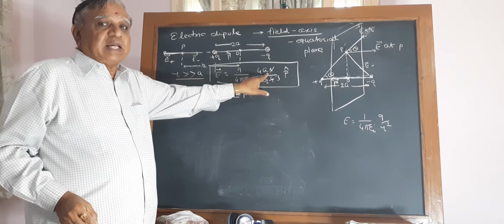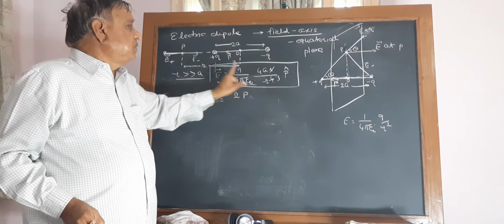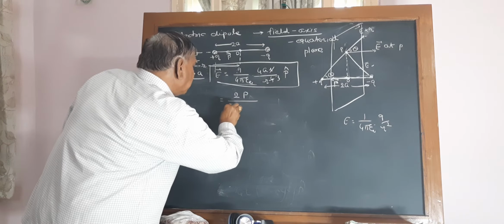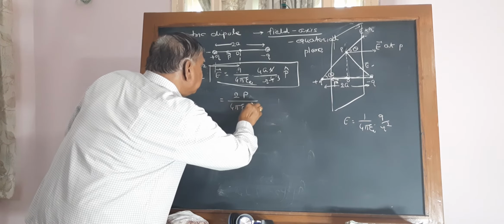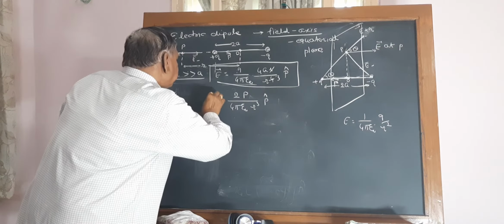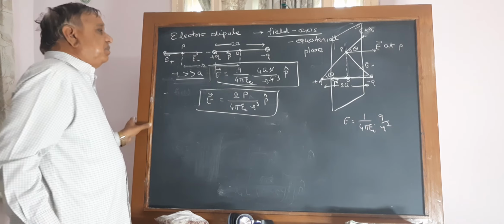4a means 2 times 2a. 2 times 2a means q into 2a is p upon 4 pi epsilon 0 r cube p cap. That is the field for a point on an axis of the dipole.